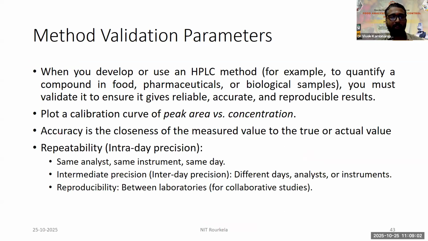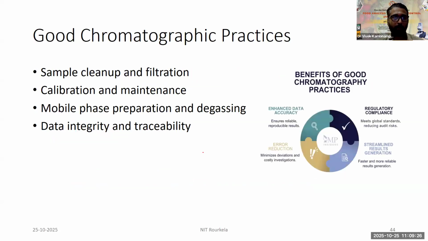And one more important thing is the calibration curve, peak area versus concentration. Accuracy is important. Okay, repeatability is very much important. If you repeat the same experiment after validation, the result should be more or less the same without any significant difference, right? That's why result validation is very much important.